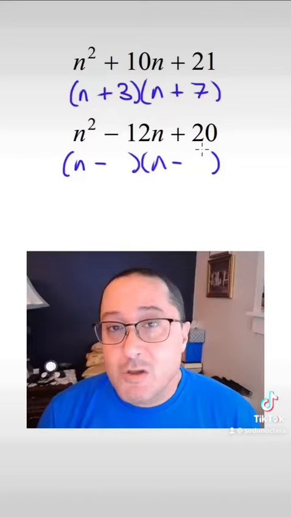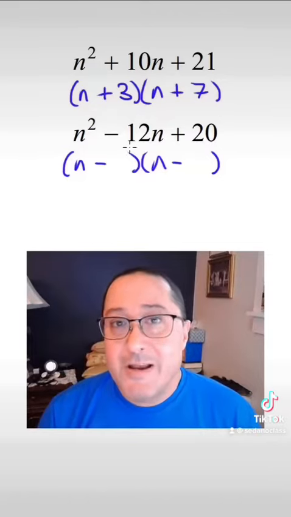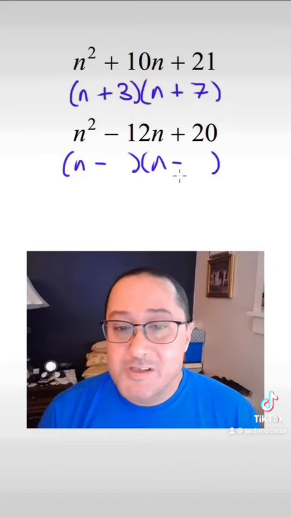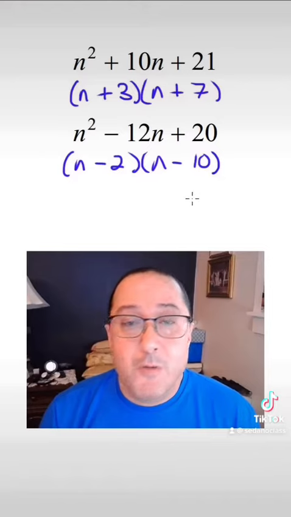Two numbers that multiply together to make positive 20 and add together to make negative 12. And that's going to be negative 2 and negative 10. And once again, since they're both the same sign, it doesn't matter where we put the negative 2 or where we put the negative 10.